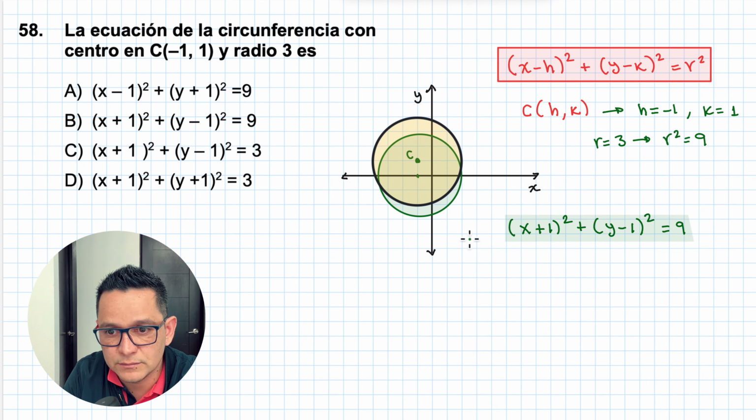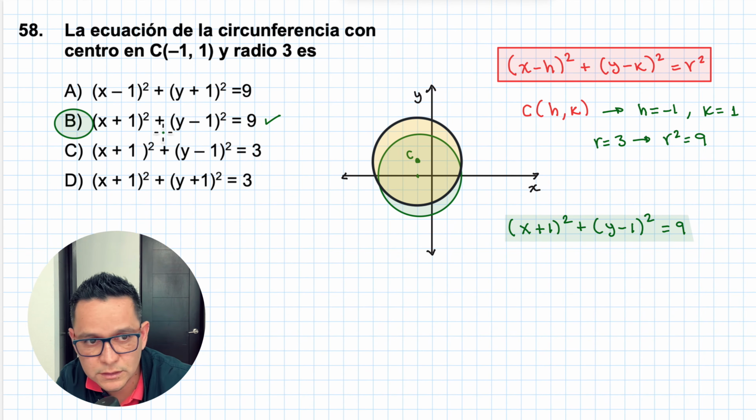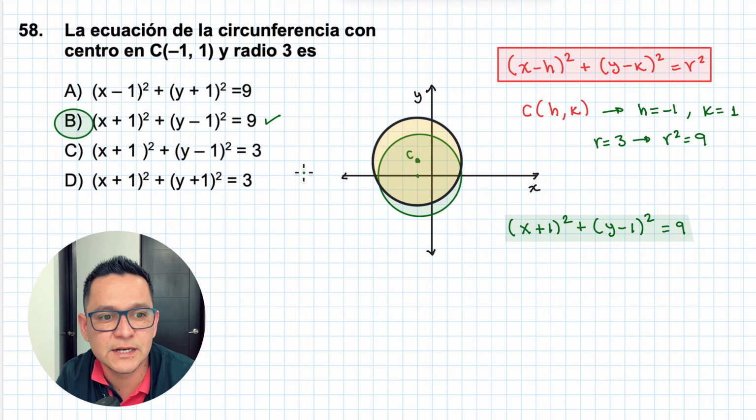Okay, well, I'll leave it there. What is x plus 1 squared plus y minus 1 squared equal to 9? Is this true? Let's see. Anyway, I'll check the others so I don't make a mistake. If that's it, that's the solution.